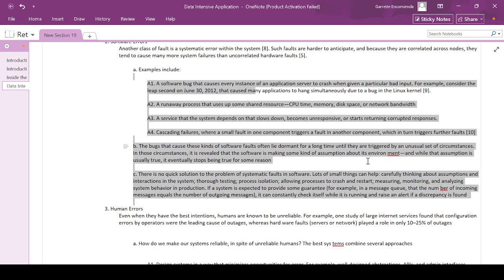Another thing is that an instance on the cloud server causes it to crash because of a given input on its database. For example, a leap second that caused many applications to hang simultaneously due to a bug in the Linux kernel, which was caused by a bad input on the Linux kernel that allowed it to cascade to all application instances around the world. Another is a service that the system depends on that slows down, becomes unresponsive, or starts returning corrupted responses.